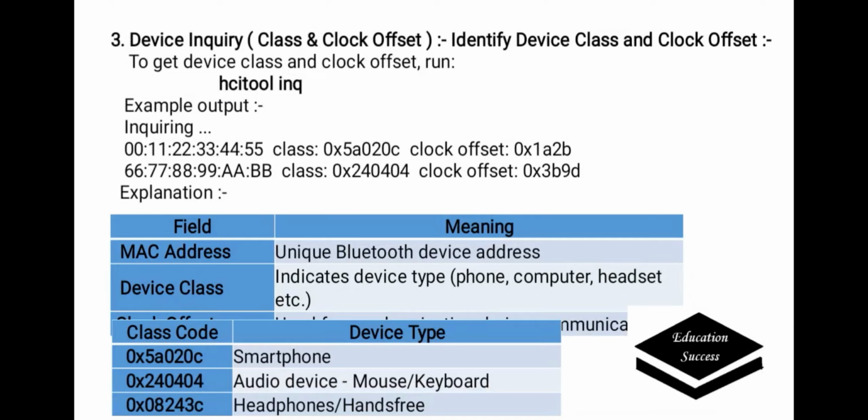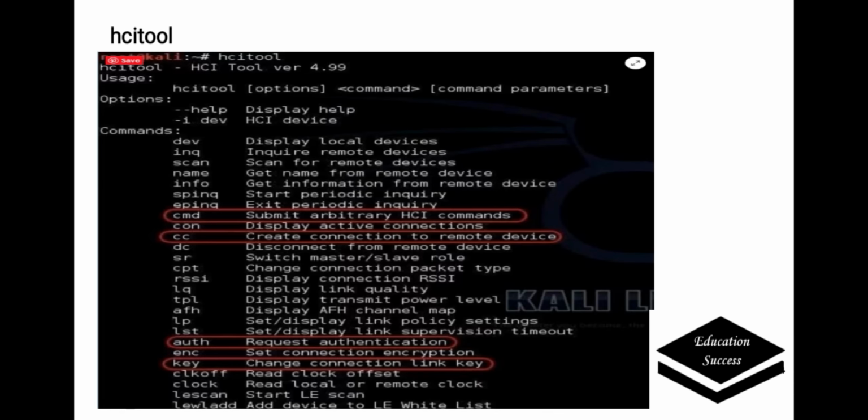And third, suppose it shows 0x08243C type, it may indicate headphones or a hands-free Bluetooth. So we will run the command hcitool inq. It will show me Bluetooth MAC addresses, their clock and their class. Note that it also displays the clock offset and class. The class indicates what type of Bluetooth device it is, and we can look up the code on the service discovery web page on the Bluetooth SIG website to see what kind of device it is. So this is the output of hcitool.